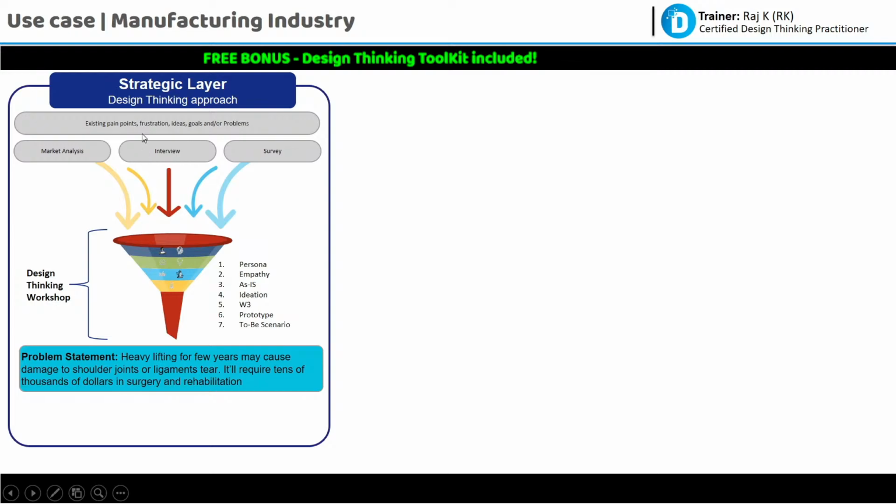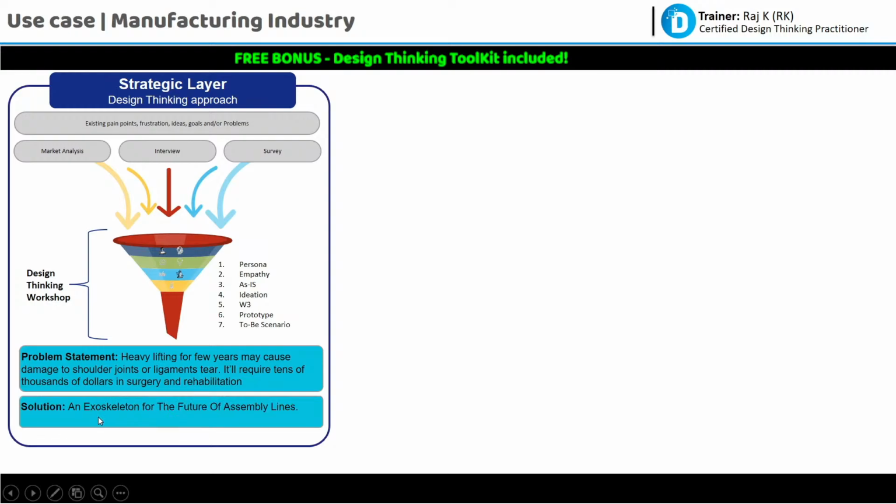So this manufacturing industry found there is a problem here, right? And during this two-day workshop, they came up with a lot of ideas, slicing and dicing. Some were very costly, some were very expensive, some were taking too long. They came up with a lot of ideas on how to solve this problem, and they selected one idea or solution, and that solution was to create an exoskeleton for the future assembly line.